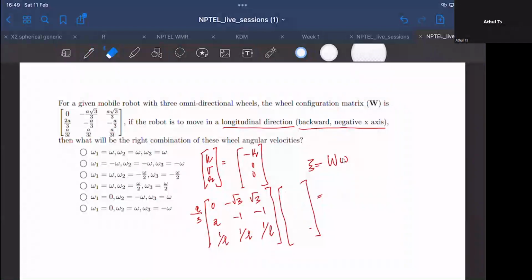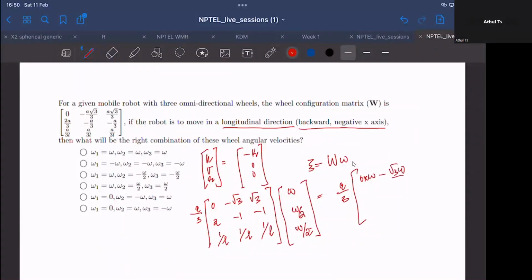So what about the fourth case? Sorry, I think we have considered the third case. We'll go on with the fourth case. Omega, omega by 2, omega by 2. Again, this is similar to the third case with the velocities being flipped. I suppose it's not worth pursuing because if you expand the first row itself, you will see that it will be 0 times omega minus root 3 omega by 2 plus root 3 omega by 2. So again, the first row is 0.